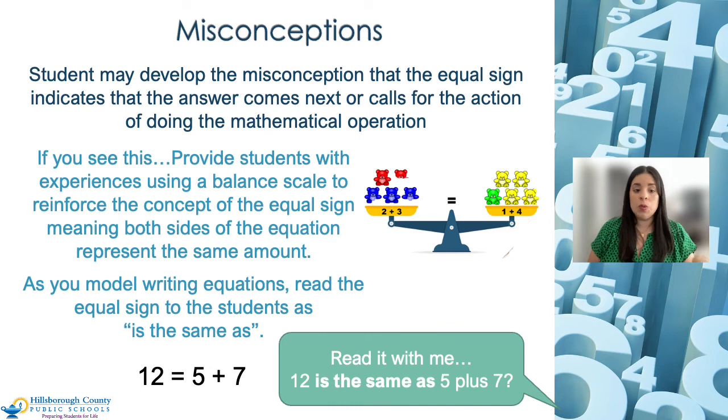So 12 equals 5 plus 7 is not how we want to read it for students. We want to continue saying with them, 12 is the same as 5 plus 7. Point to the equal sign in any equation that comes up and have students say, what do we say when we see the equal sign? Students should say, is the same as, so that they remember that that means that both sides of the equation must be the same.